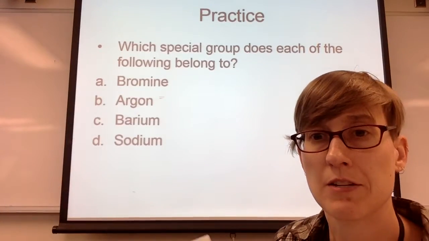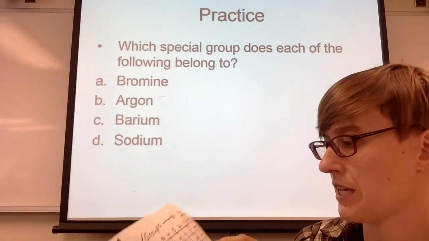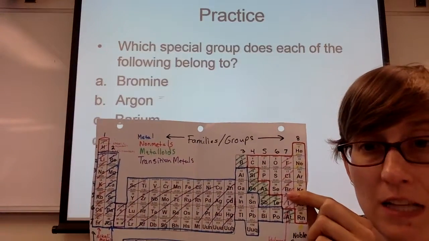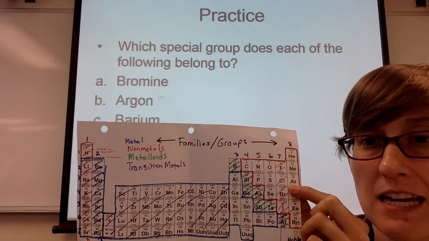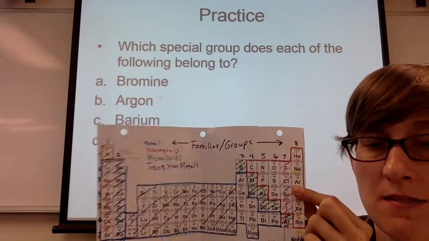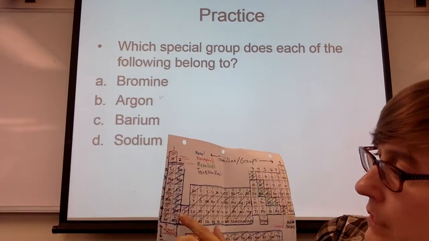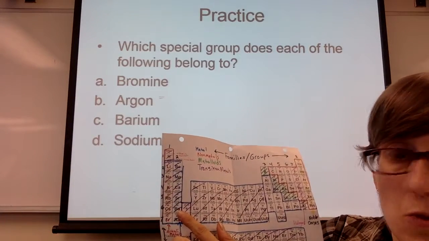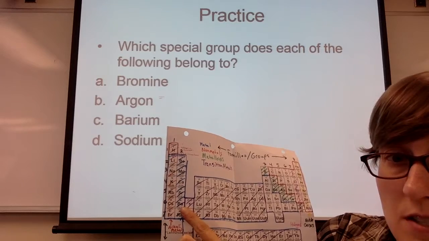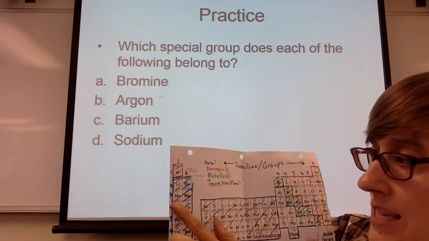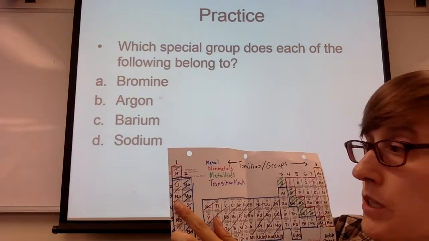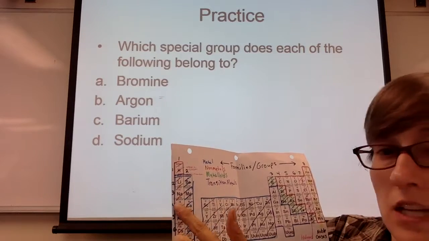So if you took that break and you did that, you probably found that bromine, Br, belongs to the halogens. Argon, Ar, belongs to the noble gases. Barium, Ba, belongs to the alkaline earth metals. And sodium, which is Na, kind of hard to find, belongs to the alkali metals.